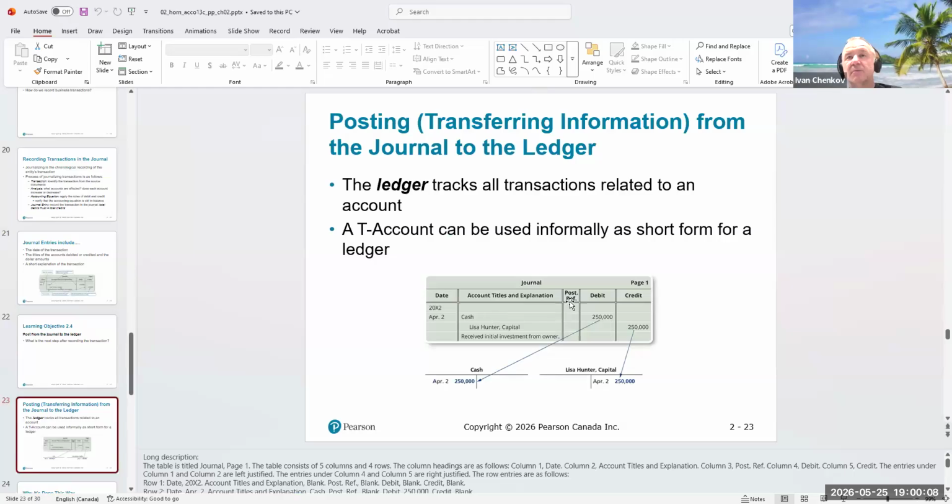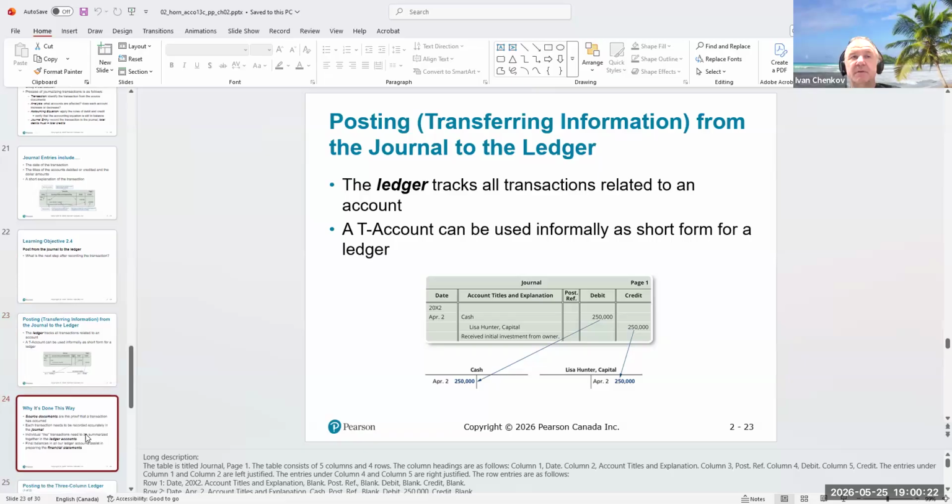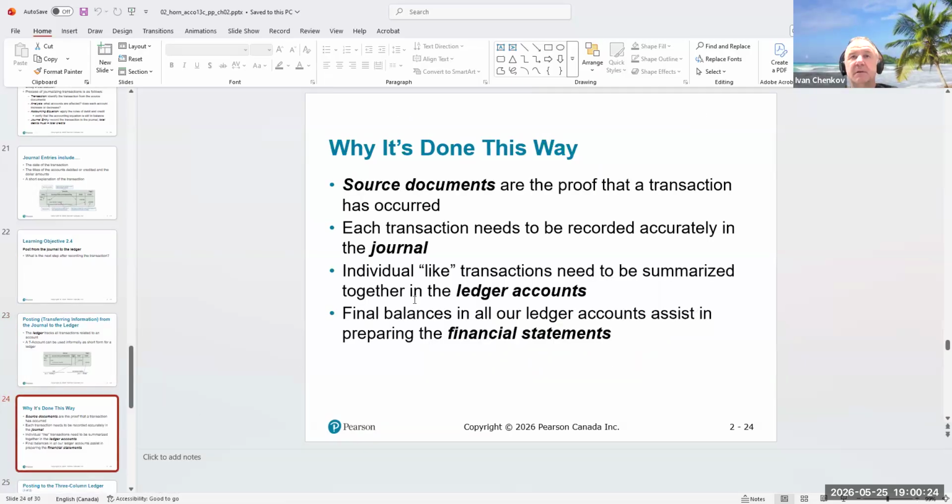Next, that will be the posting reference here in the middle, as you can see. Posting reference, that posting reference can be 1, 2, 3, depends on how you want to number it. For different purposes, different references. Why is it done this way?